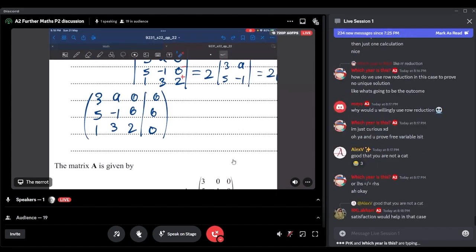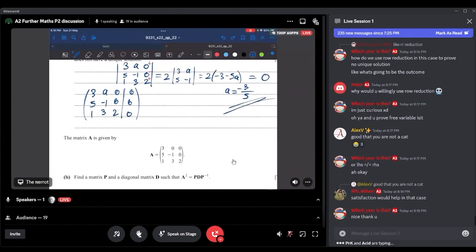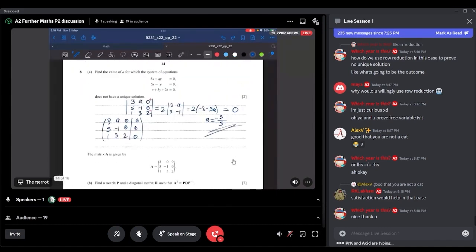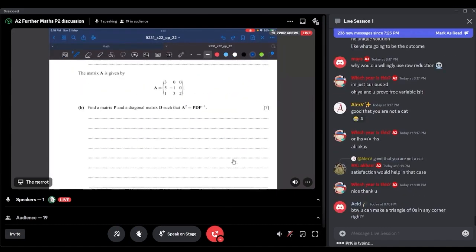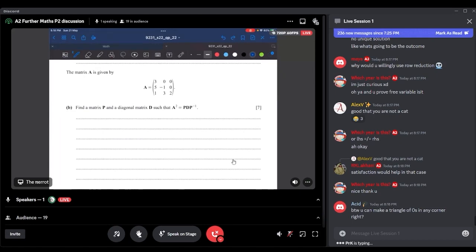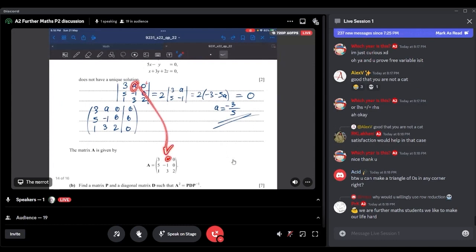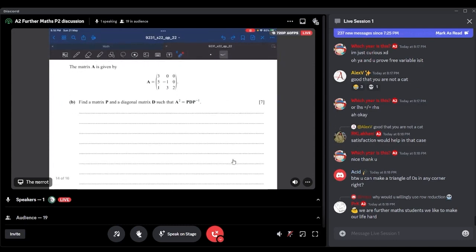Okay, no problem. Now let's do the next part. The matrix A is given by this, so it's very nice. It's when a is 0 actually. Yeah, when this a is 0. Find matrix P and the diagonal matrix D such that A squared is PDP inverse.